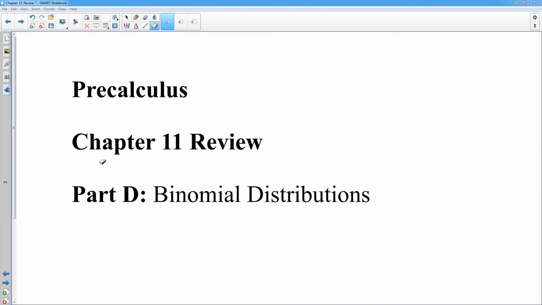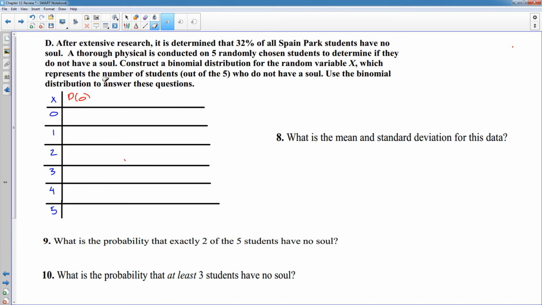Okay, doing binomial distributions on a TI-84. Here's our binomial distribution problem, and what I've done is determined that after research we know that 32% of all Spain Park students do not have a soul, and we choose 5 students at random to determine whether or not they have a soul.